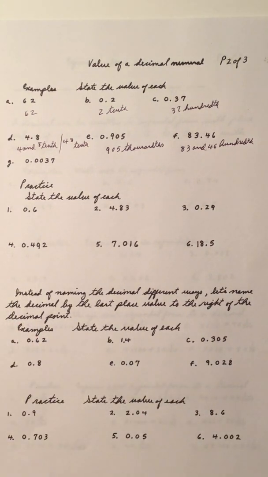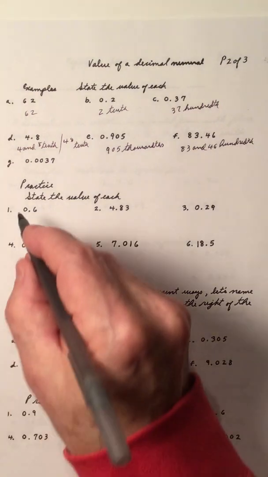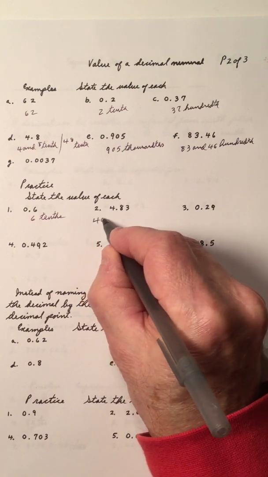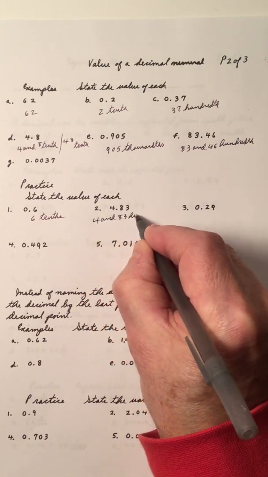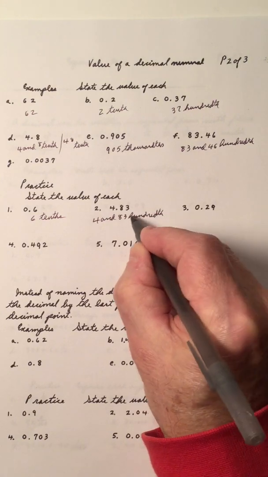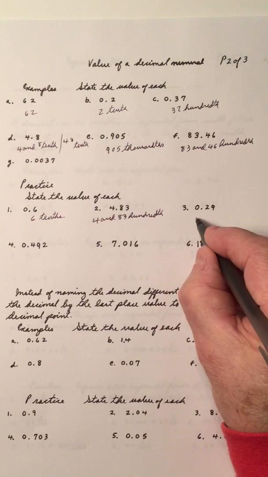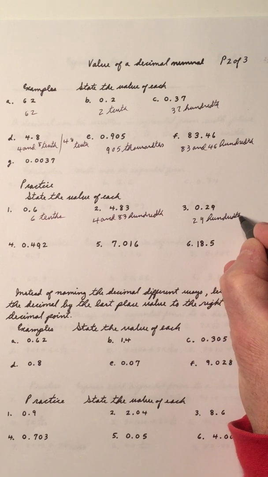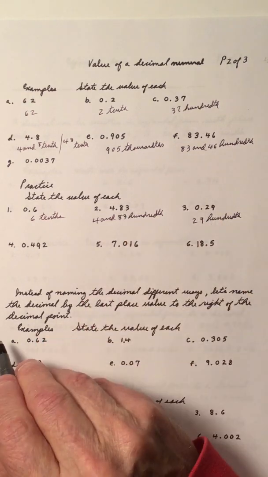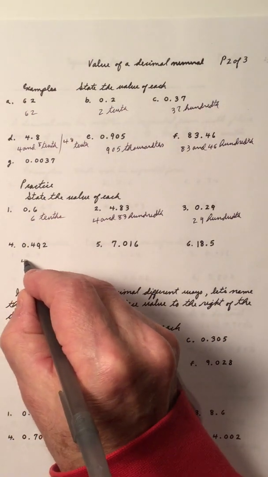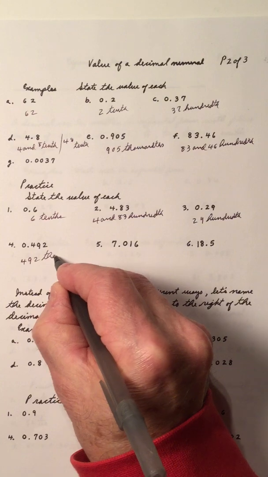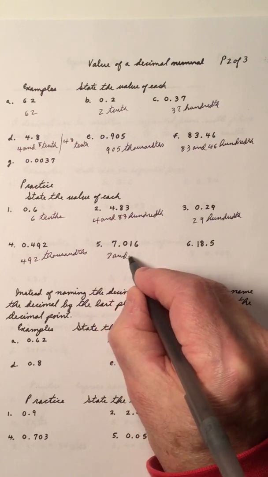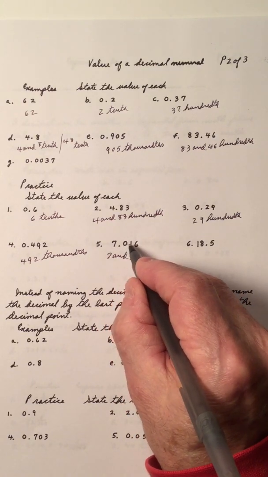Practice. Pause. Write out your answers and play it back. 6/10. 4 and 83/100. Number 3, 29/100. Notice the 9 is in the hundredths place, 3 is in the tenths place, 6 is in the tenths place. This is 492 thousandths. 7 and 16 thousandths, tenths, hundred thousandths.